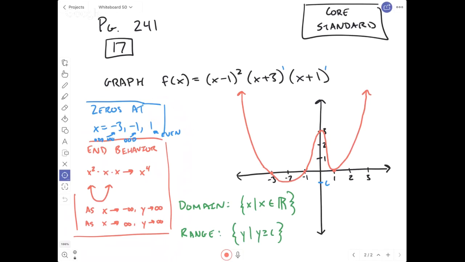That was number 17. That is all that I would expect you to be able to do. Find zeros, find end behavior, find domain and range, graph a function, show where it's positive, negative, positive, and here positive.